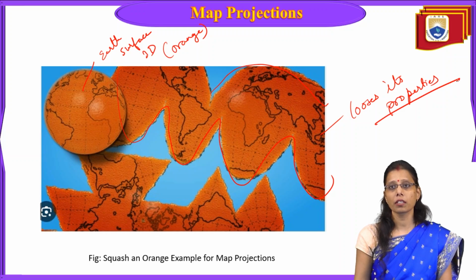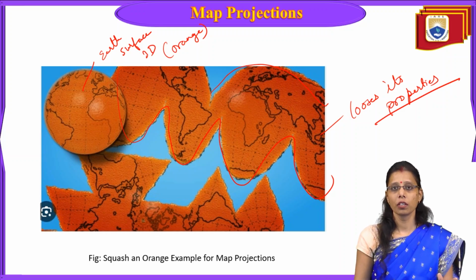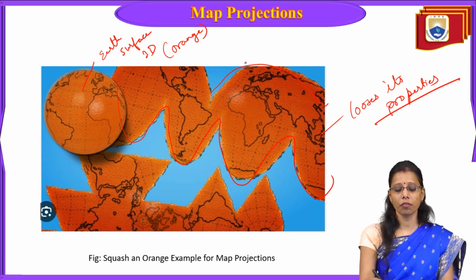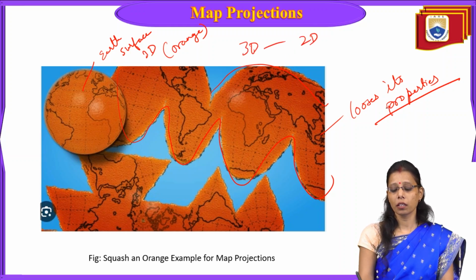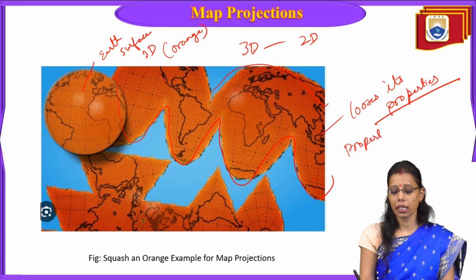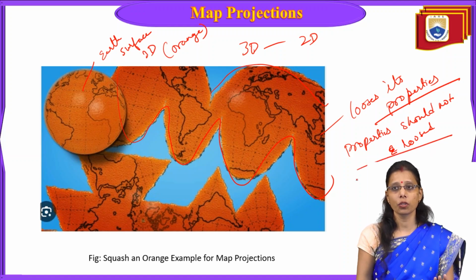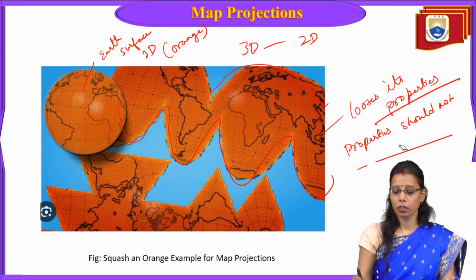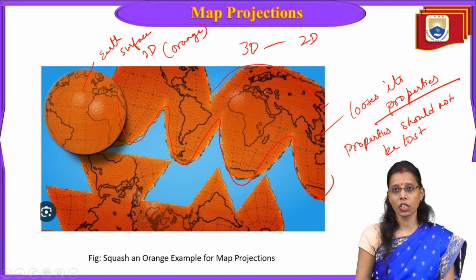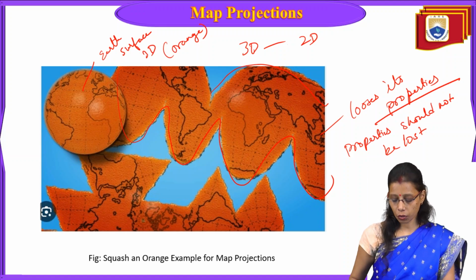So the idea of projection is, without losing the properties of the Earth's surface while flattening, while converting 3D to 2D, the properties should not be lost. You have to take care that during the transformation the mathematical properties remain the same and are not lost.